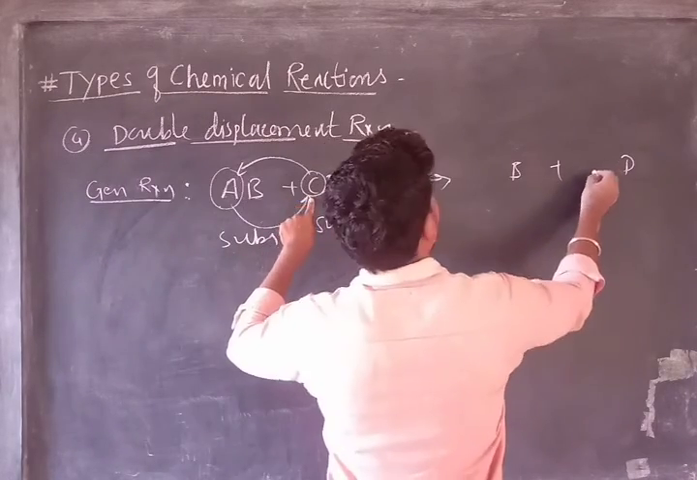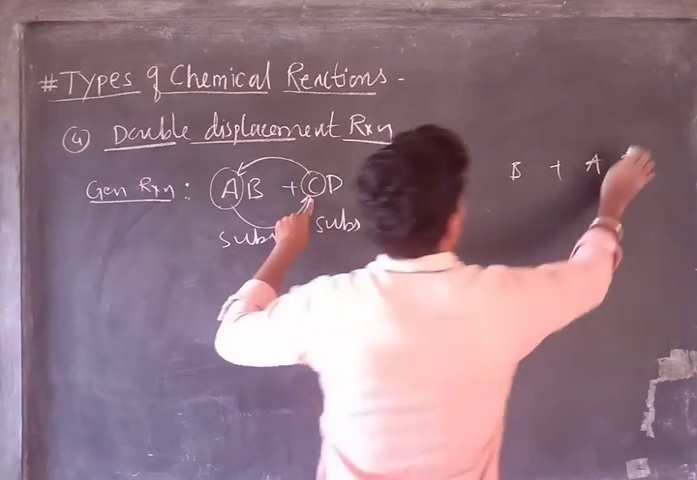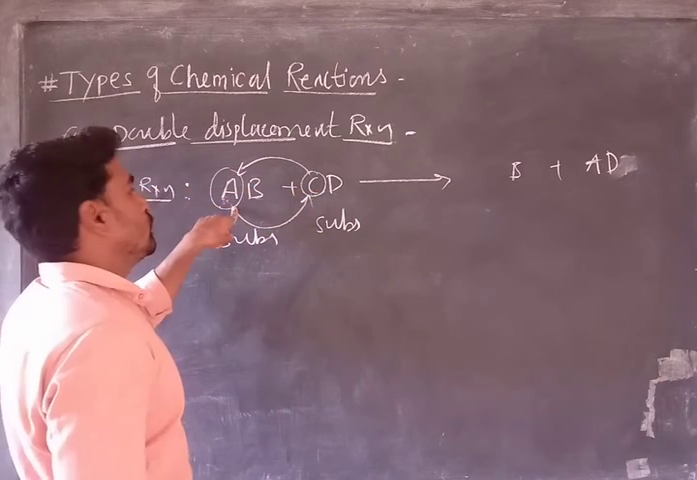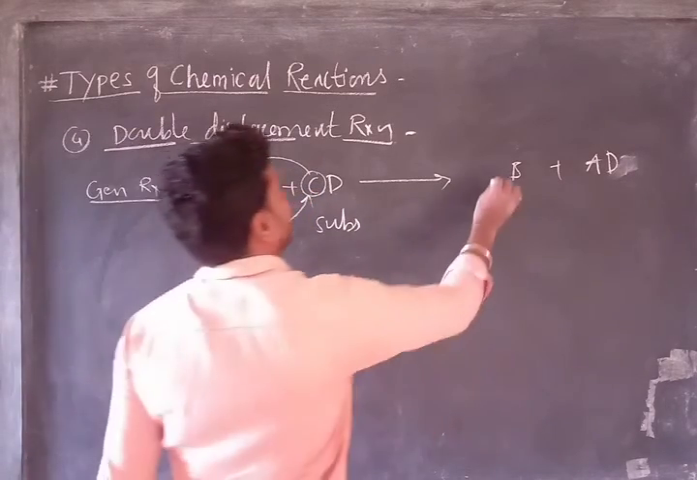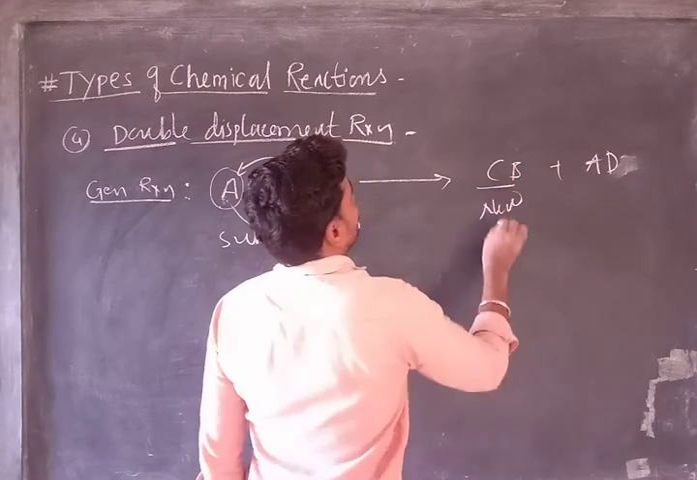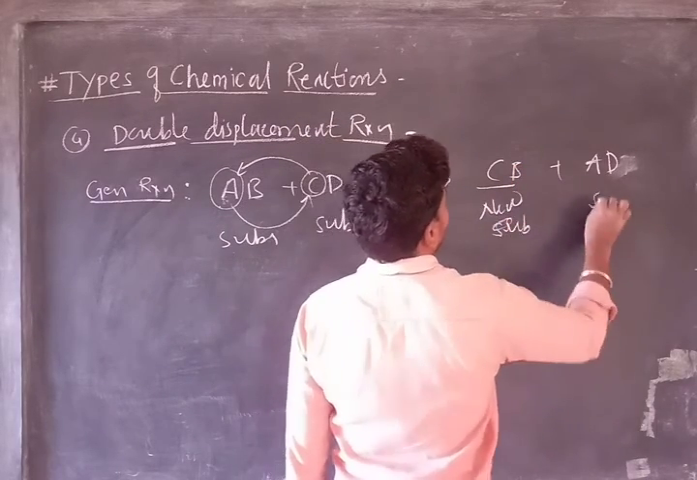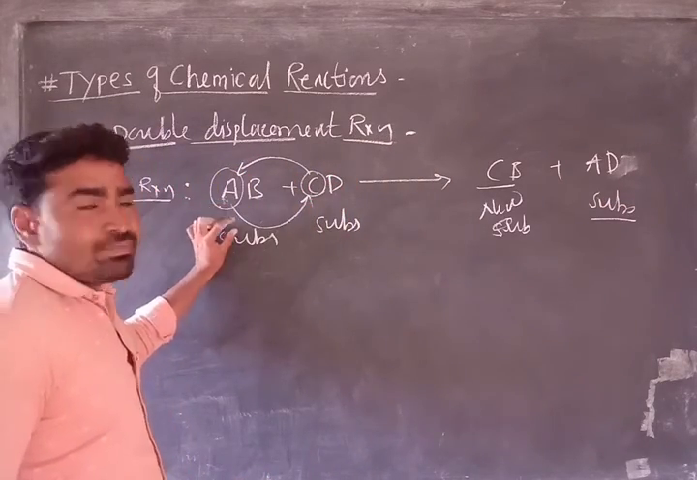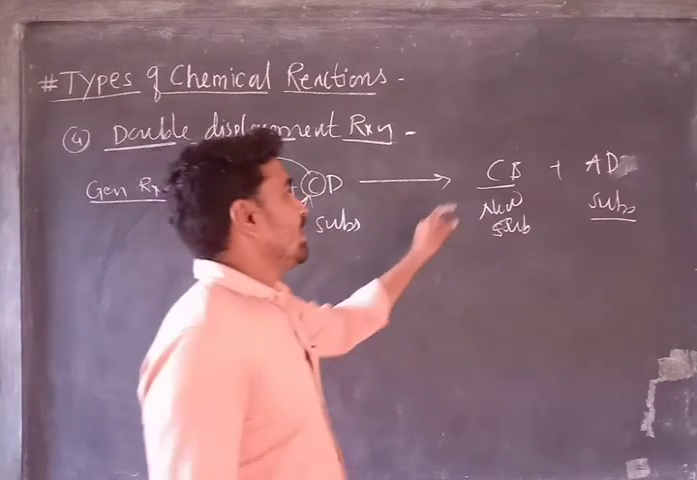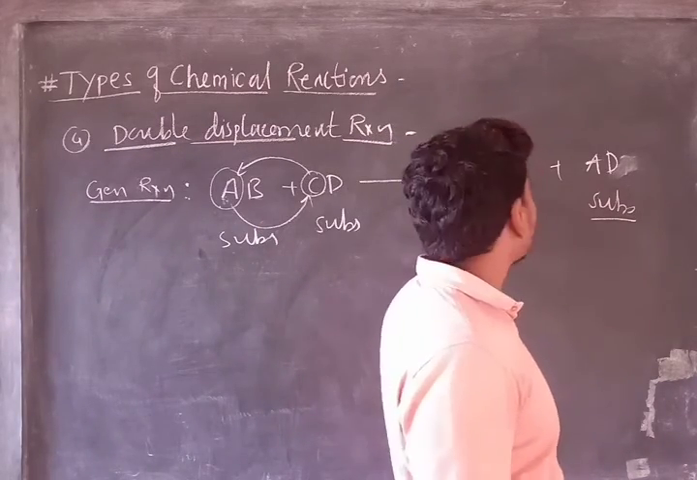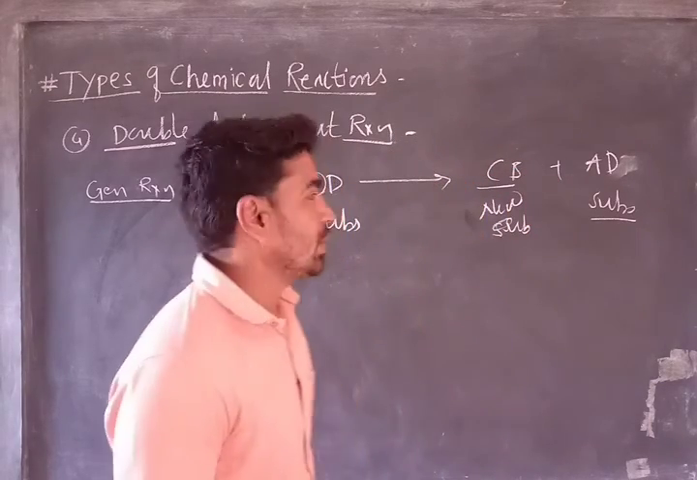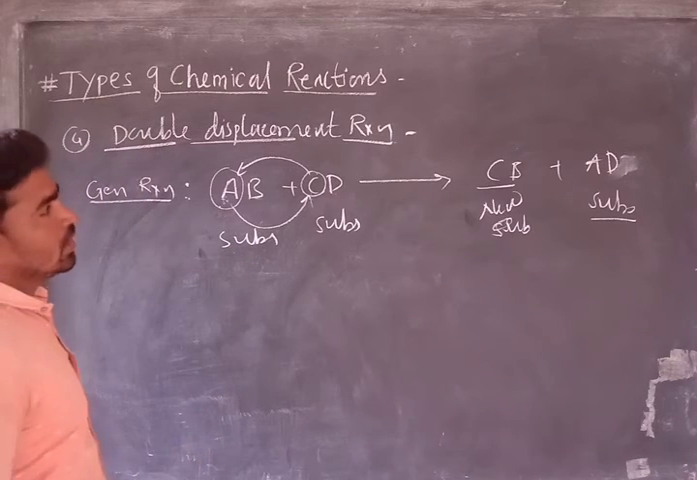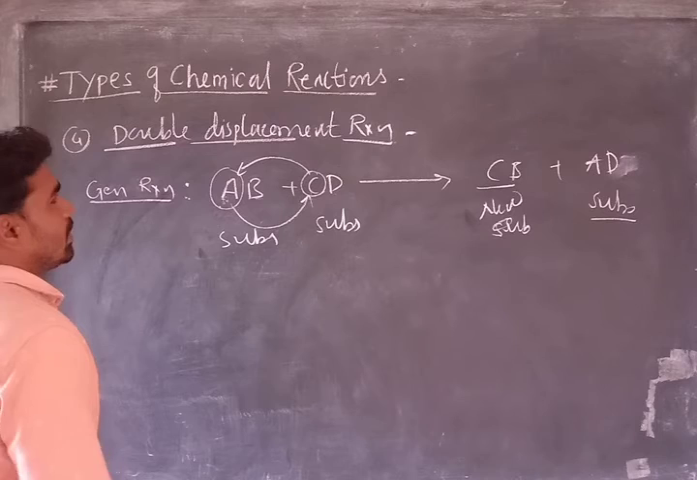So here A displaces C, so in the position of C, A will become, writing close to each other, AD. And C displaces A, so in the position of A there will be CB. This is the new substance we have obtained, and also another new substance. So at the reactant time we have AB and CD as the substances, and after the reaction we have CB and AD as the new substances. This is the way to understand the double displacement reaction.